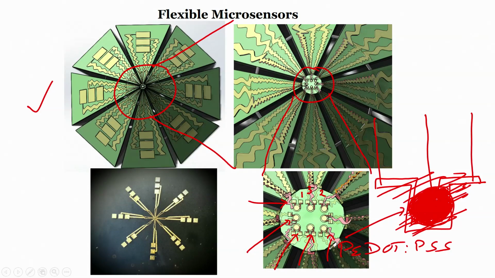On this, in the center there is an electrode, and this electrode is made up of gold. The strain gauge, I told you, is PEDOT:PSS, and this is the flexible substrate.